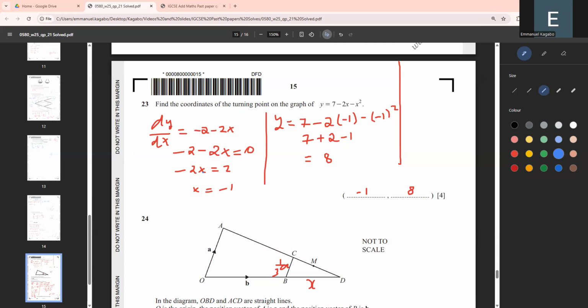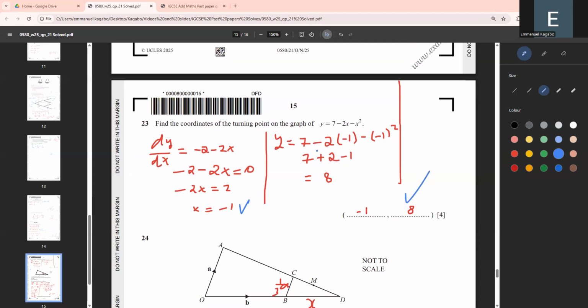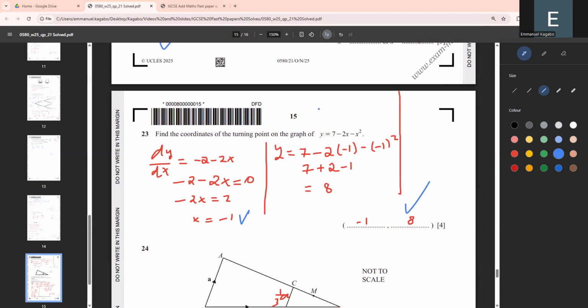So what do I get here now? Minus 2x equals 2, and x equals that. Substituting into my equation here, 7 minus 2 bracket negative 1 bracket minus 1 squared, and that is 7 plus 2, that one. So that's your turning point. If you want, you can do completing the square. Okay, you write minus x squared minus 2x plus 7, and then complete the square. You're going to get your vertex.